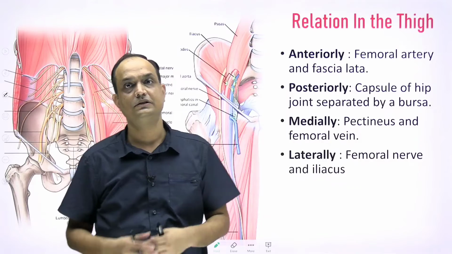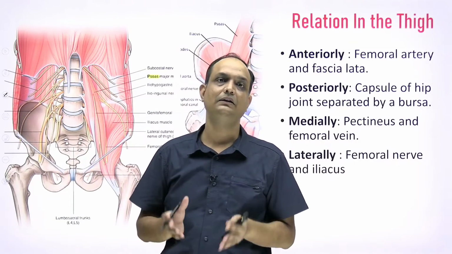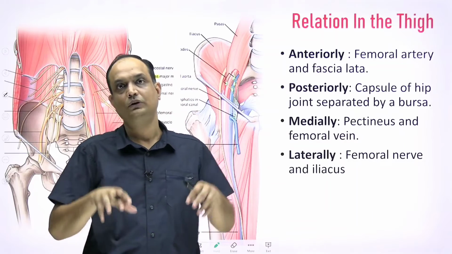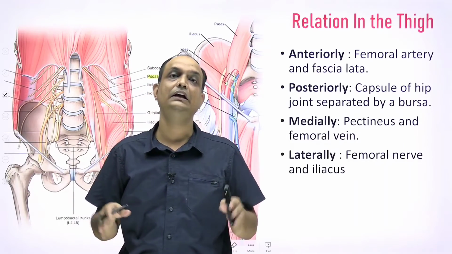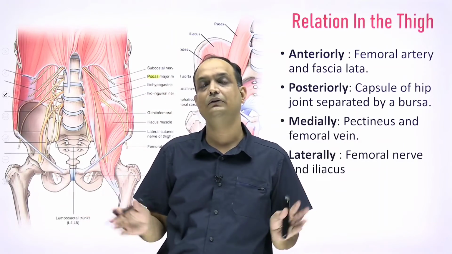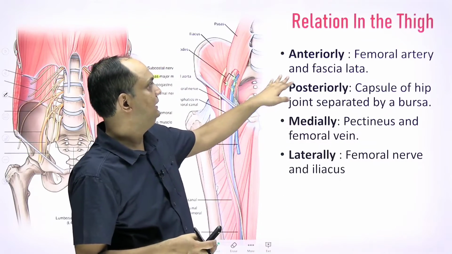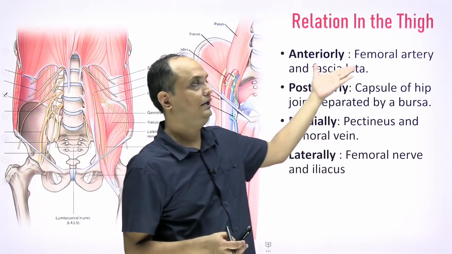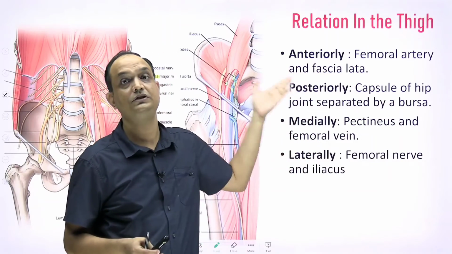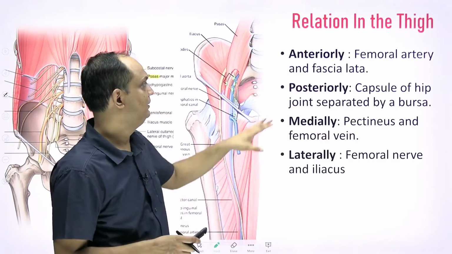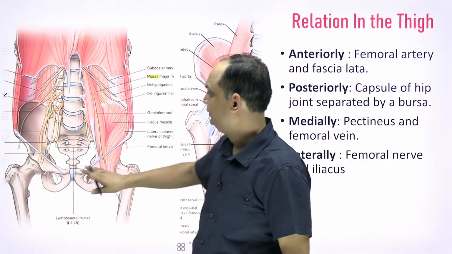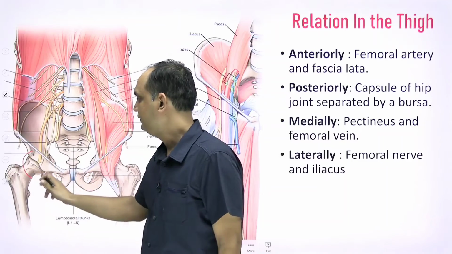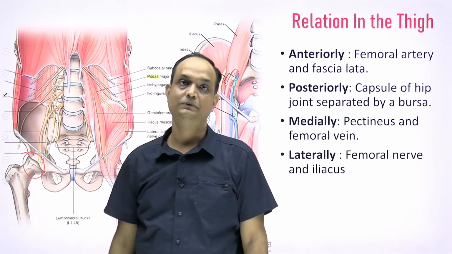Now what are the relations in the thigh? Now in the thigh, the relations are mainly, we are talking about the femoral triangle. So in the femoral triangle, you are having the iliopsoas most laterally in the floor. So anteriorly, when you will see the femoral triangle, you will find the femoral artery and the fascia lata, which is known as the deep fascia of the thigh. But posteriorly, if you will remove the muscles, you will find that posteriorly you will have the hip joint.